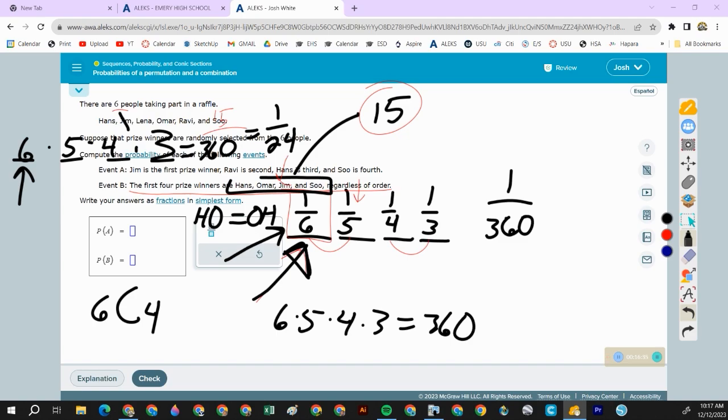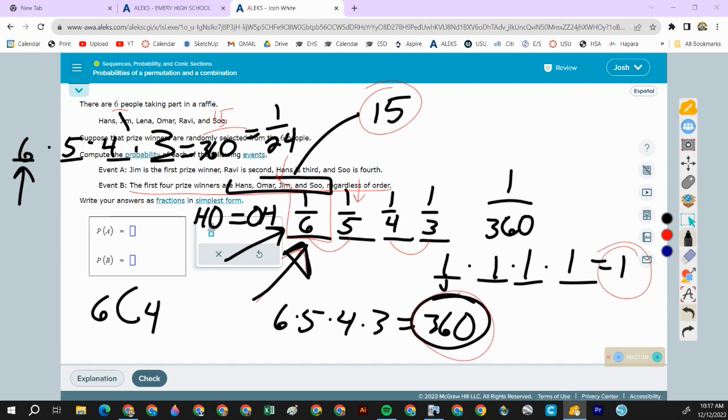Okay. Now watch this, because this is a little bit strange. So there are 360 total possibilities. How many ways are there to put Jim in the first spot? 1. You put Jim in the first spot, right? How many ways are there to put Ravi in the second spot? 1. And Hans in the third spot? 1. And Sue in the fourth? 1. So we would do 1 out of 360. So there are actually 2 different ways to do A.